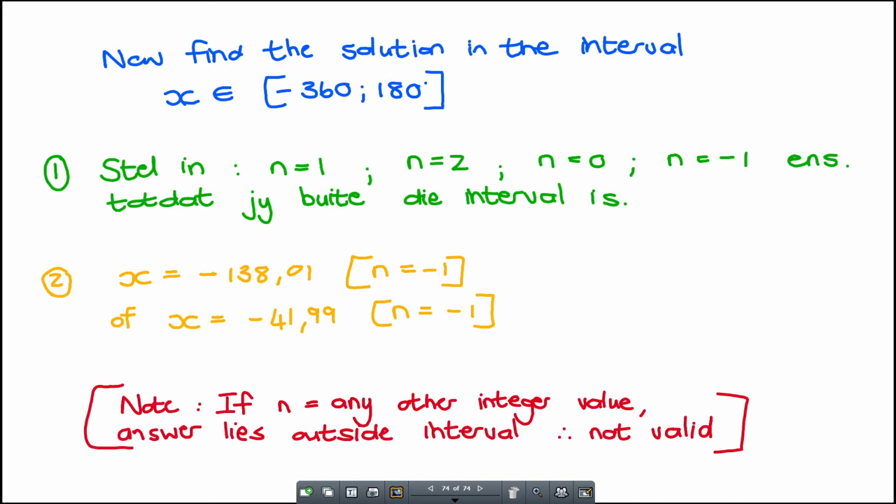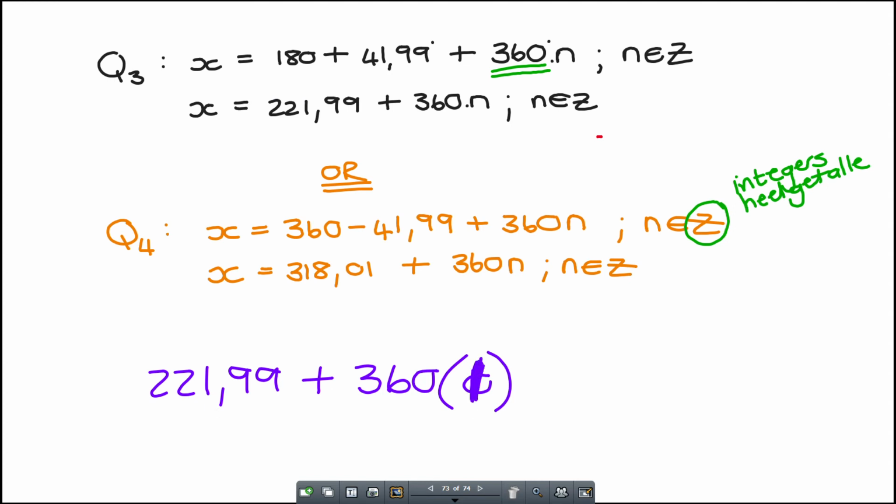Okay. Does that lie between minus 360 and 180? Sien jy, hy lê buite my interval, want is meer as 180. Do you guys see that? 221 is ons meer as 180. So hy lê buite my interval. So ek mag nie dit gebruik hier. Nee, obviously, if I am going to substitute in 1, stel gou vir my in plaas van daai 0, stel gou hier so in 1, dan gaan jy nog groter kry, nee. Dan kry jy 500 en iets. Do you guys see that? So nou gaan ek nog verder weg.